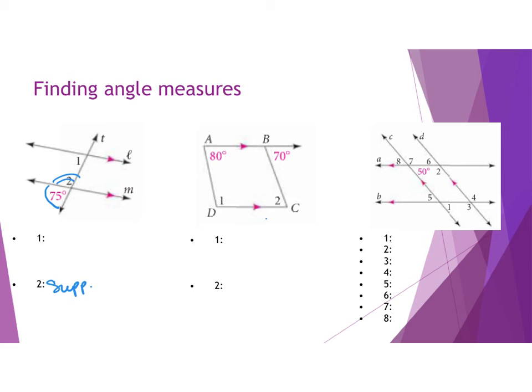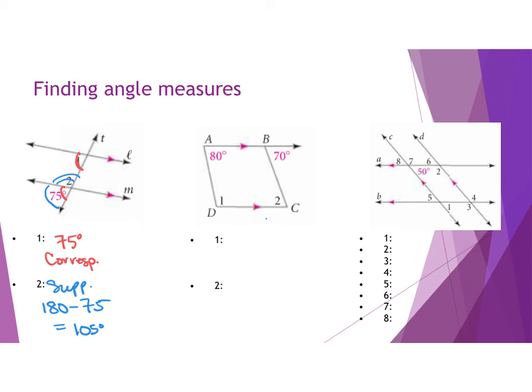So I'm going to put supplementary, and that means that I have 180 minus 75 is going to give me that angle 2. So 180 minus 75 is actually 105 degrees. So I found angle 2, and there's a couple different ways that you can find angle 1. But I think the easiest is going to say that they're corresponding. So angle 1 is corresponding to the 75 degree angle. So I'm going to say that this is 75 degrees because of corresponding. And again, there's multiple ways that you can find these.